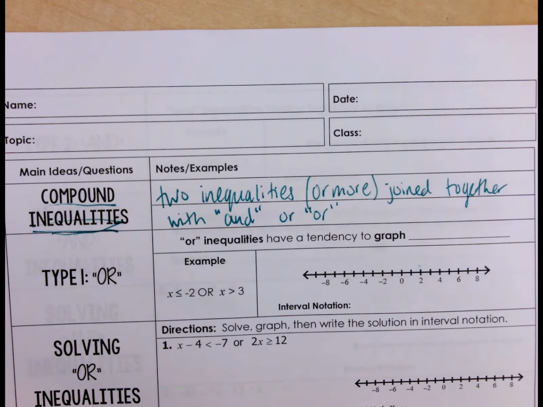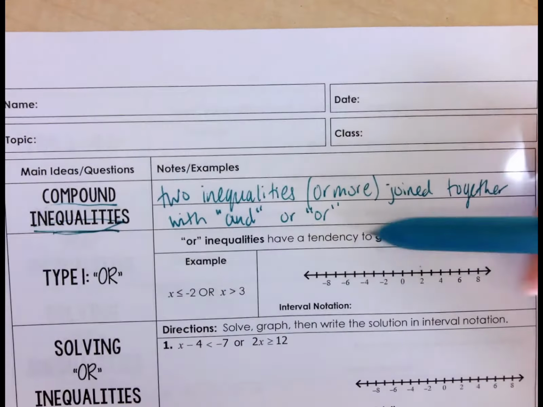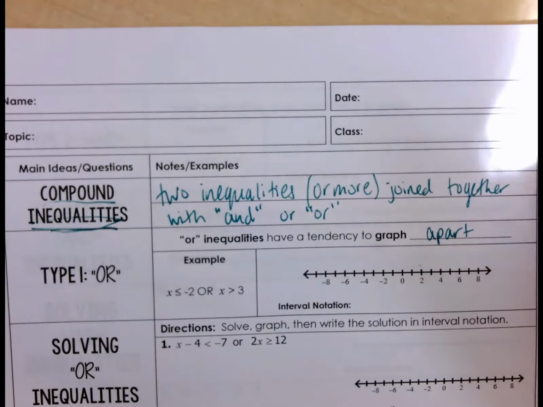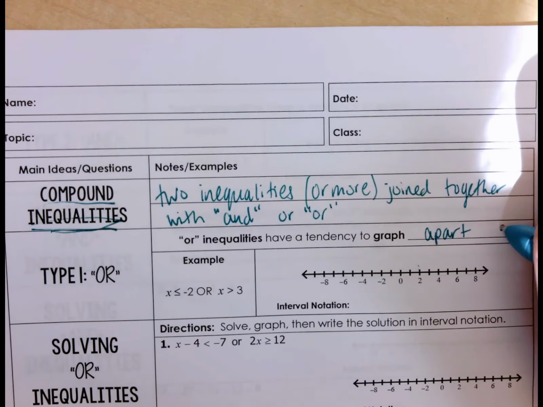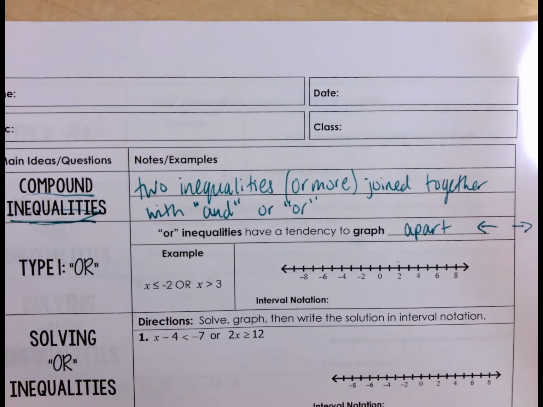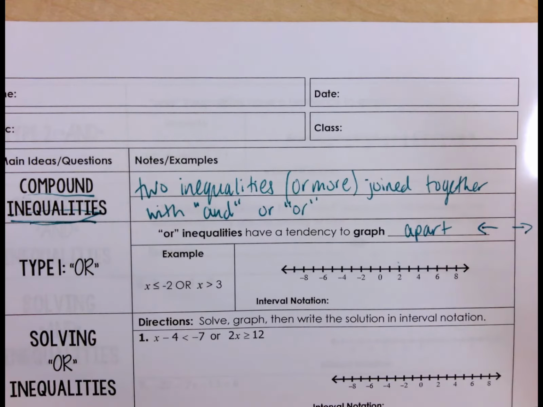Okay, so or inequalities have a tendency to graph apart. Okay, meaning they will be going left and right, and they kind of look like oars coming out of a boat. Okay, so or, kind of like oar, coming out of a boat. You see how they kind of stick out? Okay, that's what or means. They're going to graph apart.